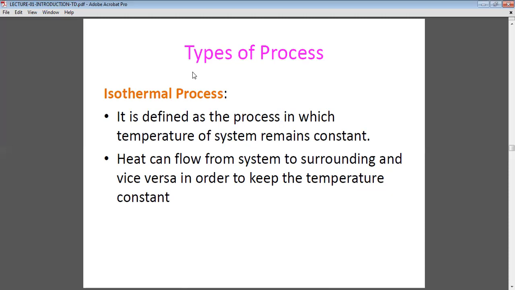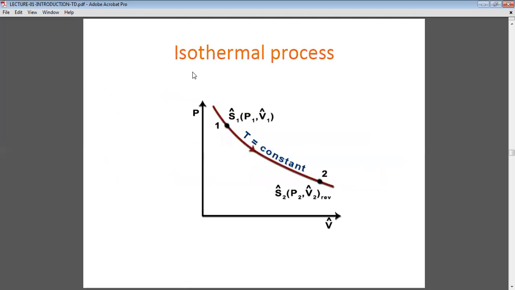Heat can flow from the system to the surroundings as well as from the surroundings to the system in order to keep the temperature constant in this type of process. So an isothermal process is defined as the process in which the temperature of the system remains constant and heat can flow from the system to the surroundings and vice versa, that means from the surroundings to the system also, in order to keep the temperature constant. So this is the isothermal process.